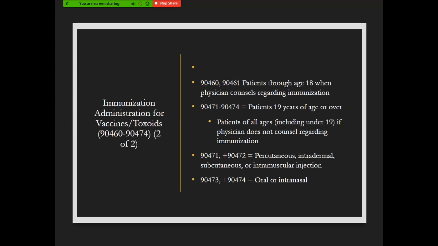Okay, so 90460 and 90461 are for patients through age 18 when the physician counsels regarding an immunization. 90471 through 90474 are for patients 19 years of age or over, and patients of all ages, including under 19, if the physician does not counsel regarding immunization.